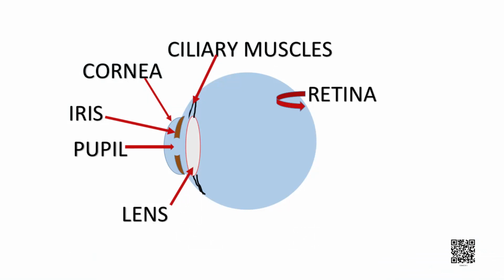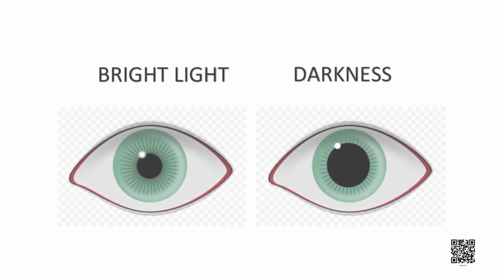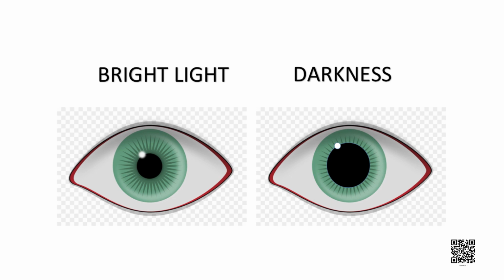Now, in between the lens and the cornea, in fact just behind the cornea is the iris, which is a dark muscular diaphragm that controls the size of the pupil. Now, in bright light, the pupil becomes small, as I just told you, so that less light enters, and in darkness, the pupil becomes large, so that maximum light enters.